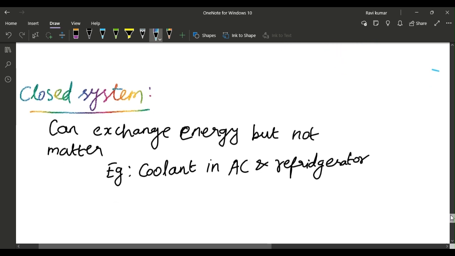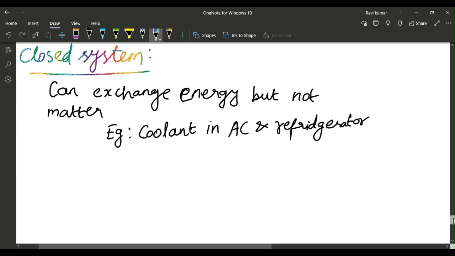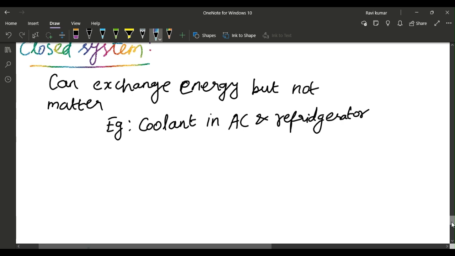But in a closed system, the exchange of energy is allowed, but not matter. Matter cannot be exchanged in the closed system. Only energy can be exchanged between the system and the surrounding. Here, good examples are an air conditioner and a refrigerator with the coolant.